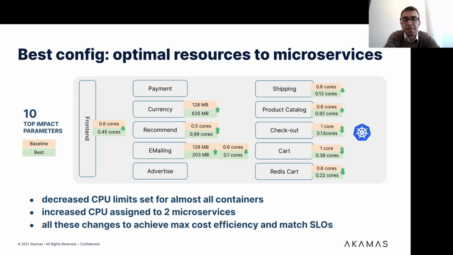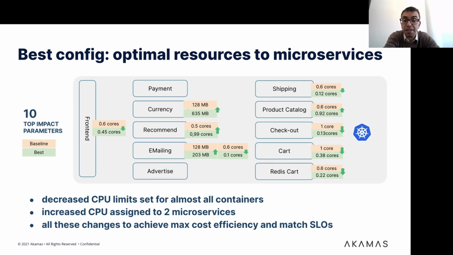It's interesting to notice how our machine learning-based optimization reduced the CPU limits for many microservices. This is clearly a winning move from a cost perspective. However, it also automatically learned that two particular microservices, the product catalog and the recommendation, were under-provisioned. So in this case, the machine learning increased both the assigned CPU and memory.